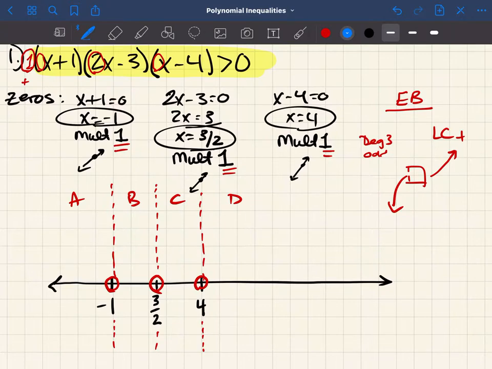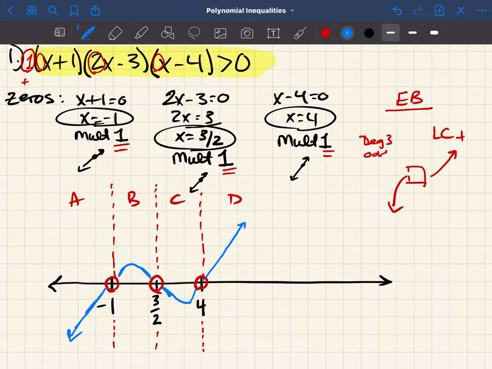So we need to be going up something like this, and then we know this one is going to have to be trending like this, and this one's going to have to be trending down like this. So we can connect these two, so we have a polynomial that has a behavior like so.